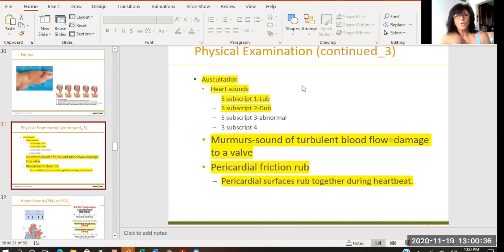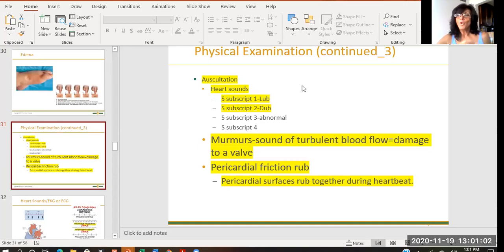So in other words, when you listen, do you hear lub dub, lub dub? Or do you hear lub, shh, dub, lub, shh, dub? Or do you hear lub, dub, shh, lub, dub, shh? That shh, that's the turbulent blood flow. It's blood that's going backwards. And remember, it's not supposed to go backwards. Okay, that's a murmur.